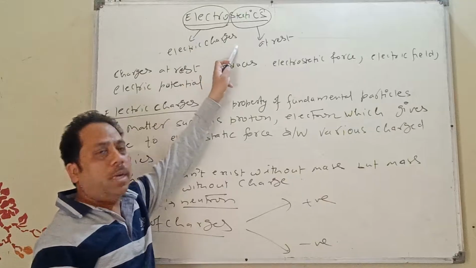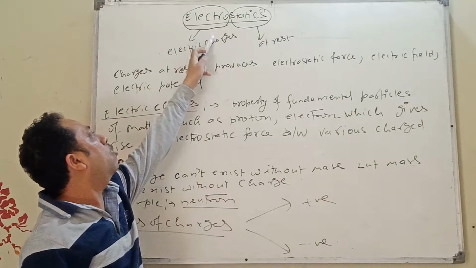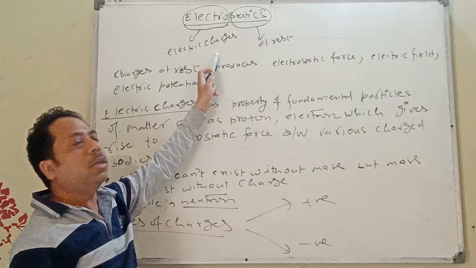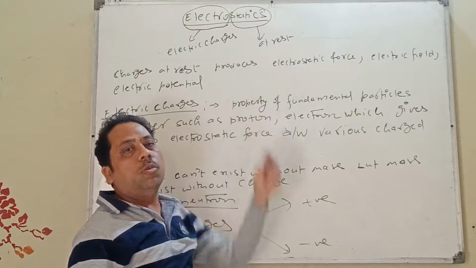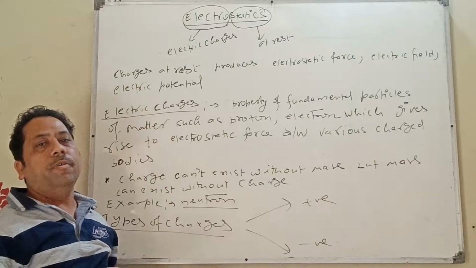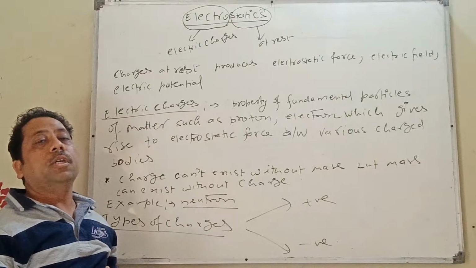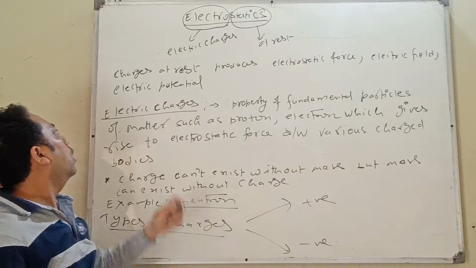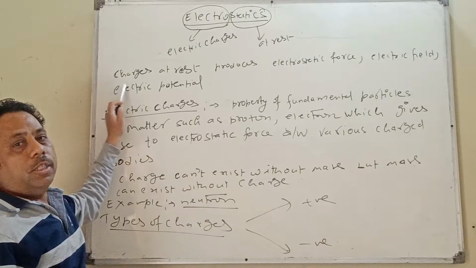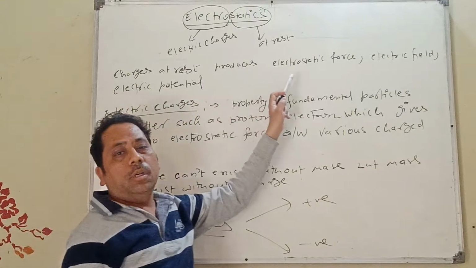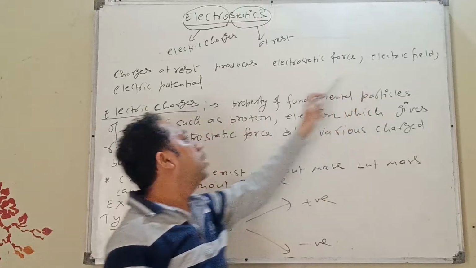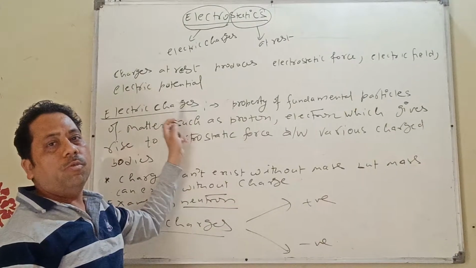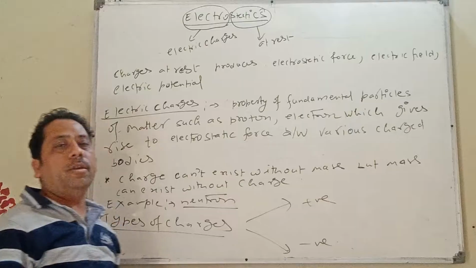What is electrostatics? Electro deals with electric charges, and statics means at rest. So in the whole chapter, we will discuss the properties created by charges at rest. Charges at rest can produce electrostatic force, electric field, and electric potential. We will discuss these properties later on.